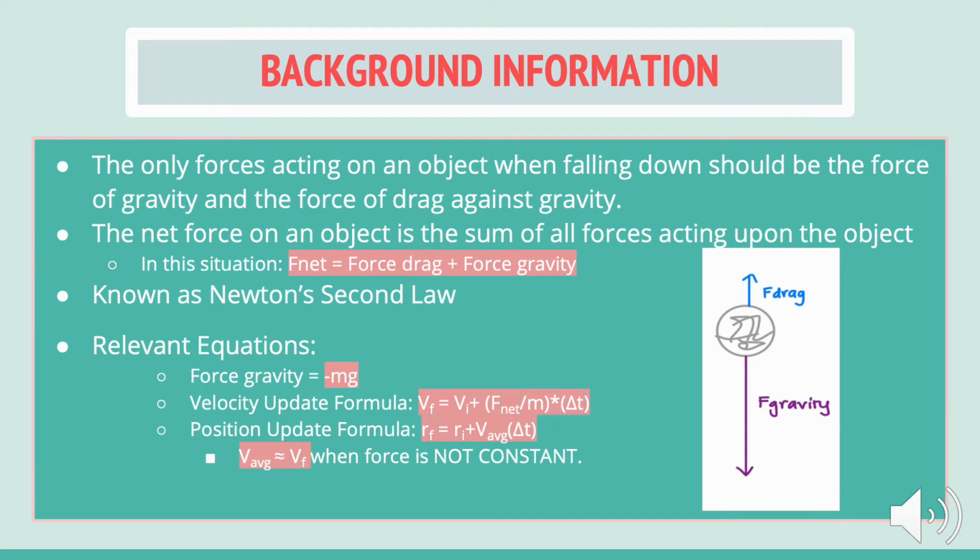Some quick background information is that the only forces acting on an object when falling should be gravity and the force of drag, and that the net force on an object is the sum of all forces. So in this case, F net equals force drag plus force gravity. This is known as Newton's second law. Below are also some more relevant equations.